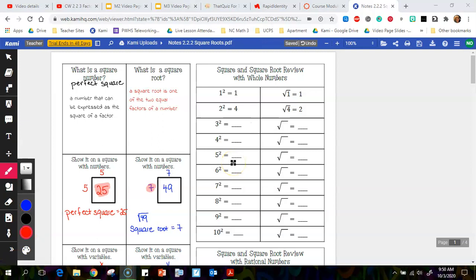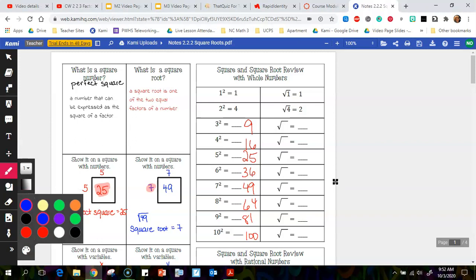I'm going to change colors since I was doing all my perfect squares in red. We'll do the perfect squares in red: 9, 16, 25, 36, 49, 64, 81, and 100. So those are the perfect squares up to 10 squared, or up to 100.